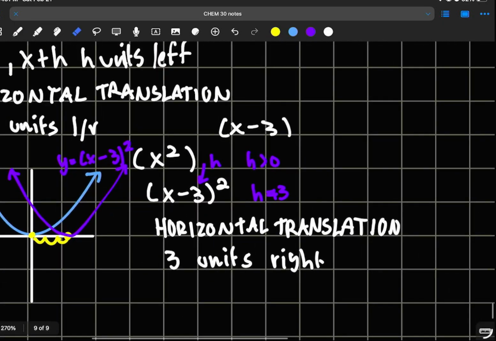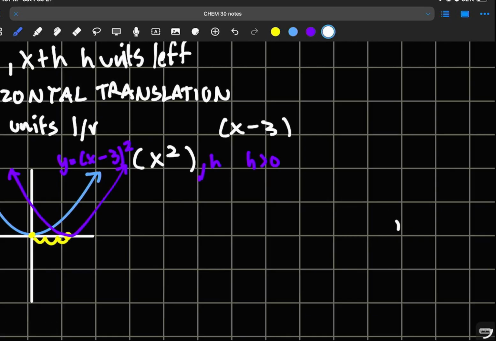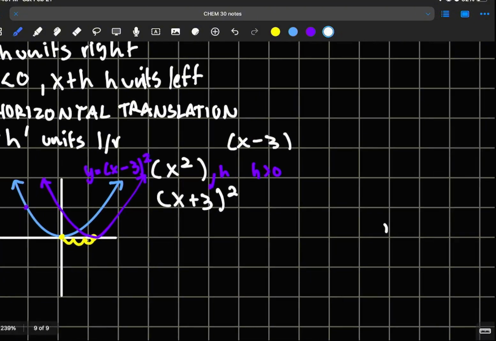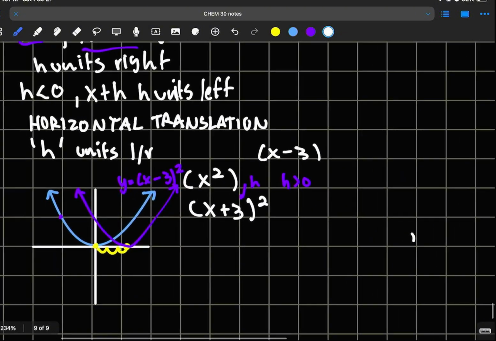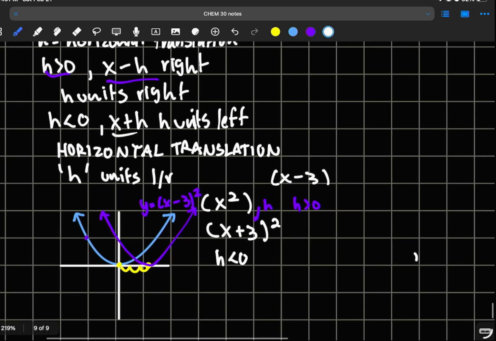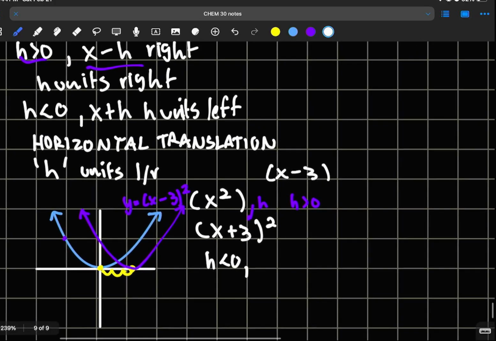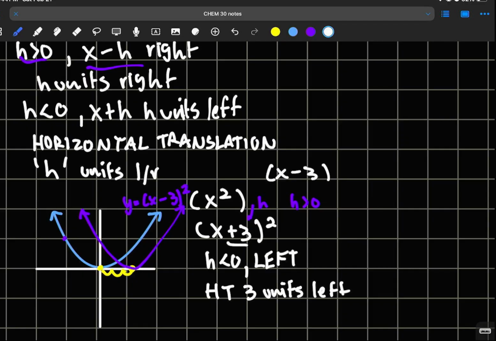So now I want to deal with the inverse. So what if we were to add 3? We would notice, since we're adding to x, our h is going to be negative. So our h is negative, and we are going to be moving to the left. So h units left. So we have a horizontal translation, 3 units left, since we are again adding to x.